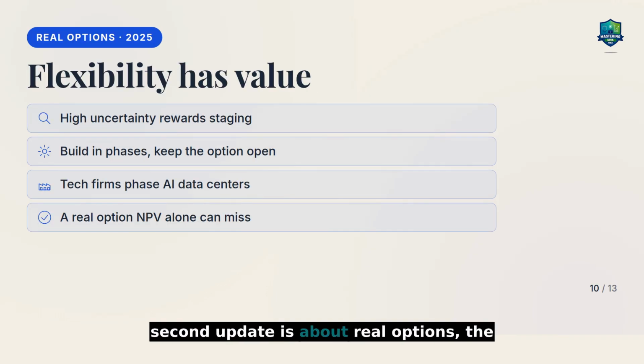Our second update is about real options. The idea that the ability to wait, expand, or abandon a project has real value. When the future is uncertain, committing everything up front can be a mistake. You may be better off building in stages, keeping the option to scale up if things go well and walk away if they do not. This is exactly how the cloud giants are managing the AI build-out, committing in phases rather than all at once. A simple net present value calculation, which assumes you decide now and stick with it, can undervalue a project that gives you the freedom to change your mind.